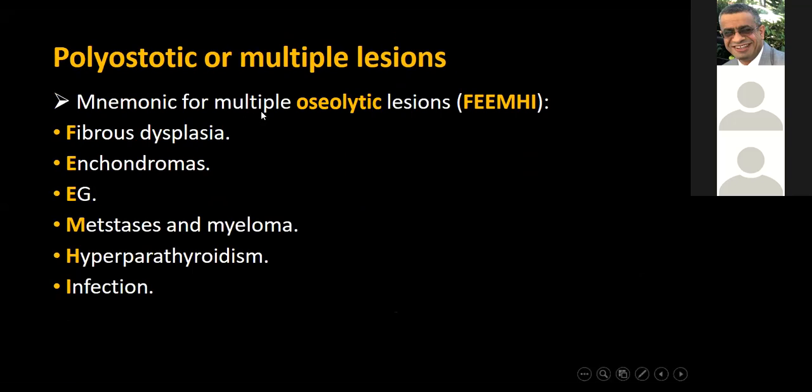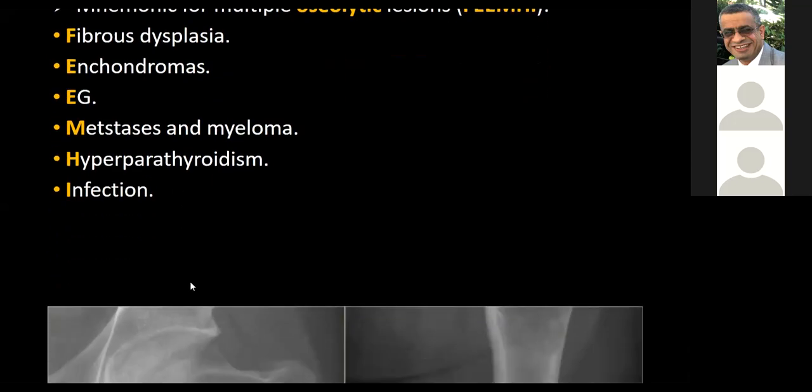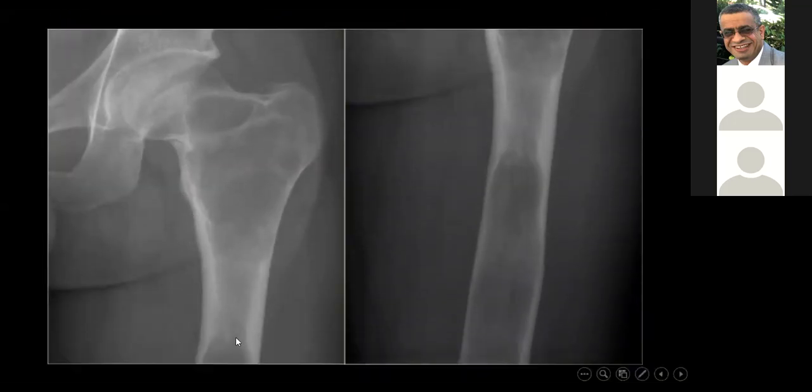The mnemonic for multiple osteolytic lesions is called FEMHI, including fibrous dysplasia, enchondroma, eosinophilic granuloma, metastasis and myeloma, hyperparathyroidism, and infection. This is a multiple lytic lesion I see here in the proximal femur.